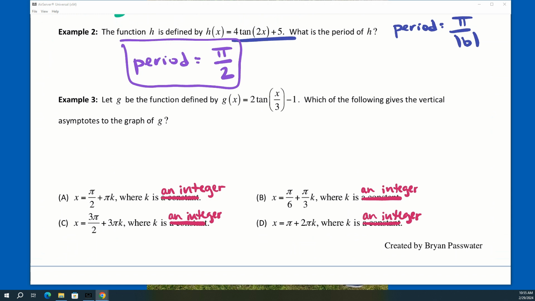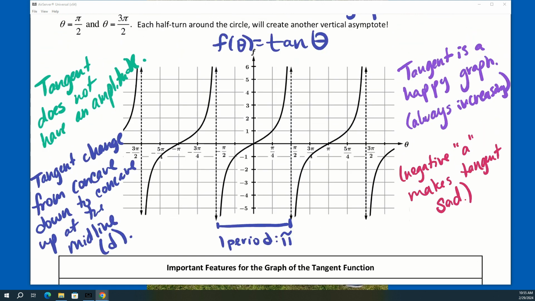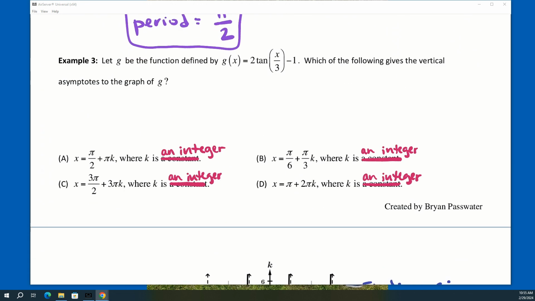Okay, and so we talked about this kind of at the beginning that those vertical asymptotes repeat every period. So every time you add a period, you get another vertical asymptote, and add a period, and you get another vertical asymptote. So we want to figure out which one of these choices represents all of the vertical asymptotes in the whole problem, like forever. So what we want to do is figure out where one of them is. And so on the original tangent graph, one that hasn't been transformed in any way, we have a vertical asymptote at pi over 2.